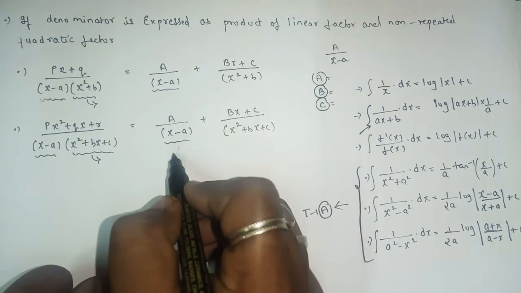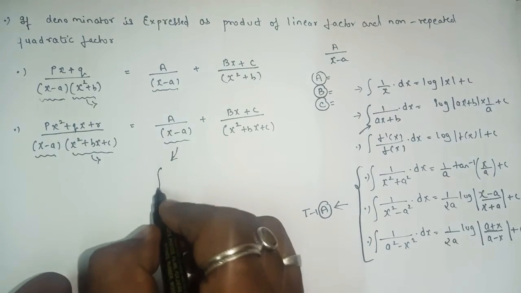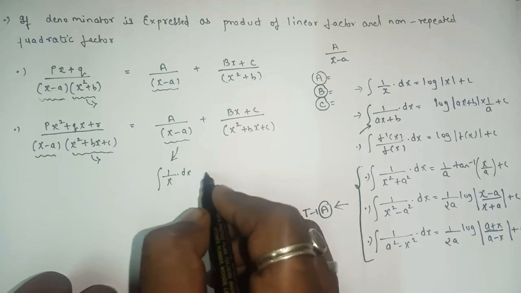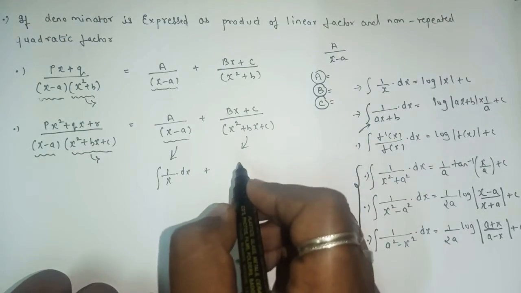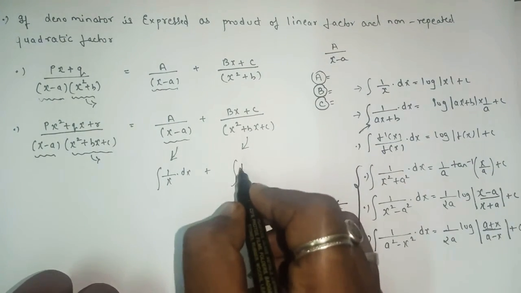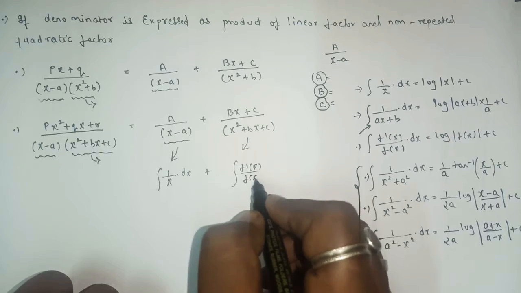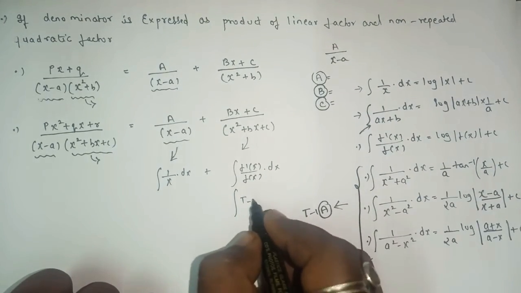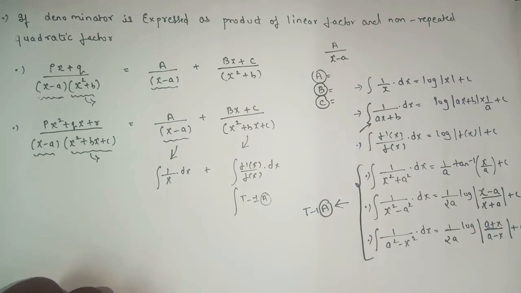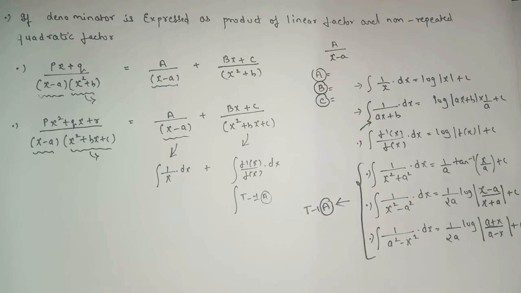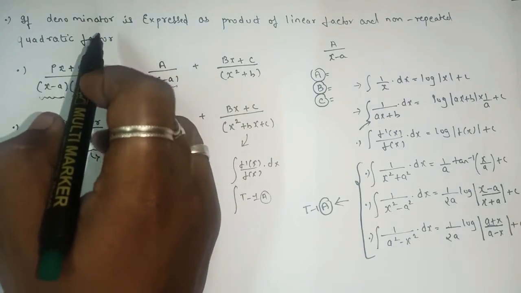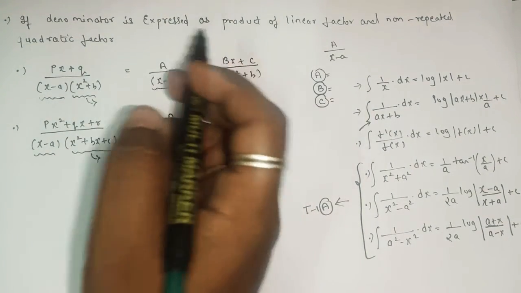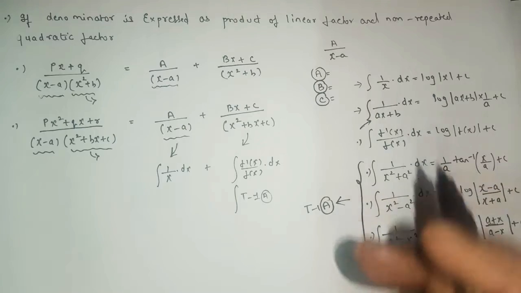So your first part will get converted into integration of 1 upon x into dx. The second part will either get converted into f dash x upon f of x into dx, or sometimes you have to apply the type number 1a formula. So let's take one example based on this type, where the denominator is expressed as the product of a linear factor and a non-repeated quadratic factor.